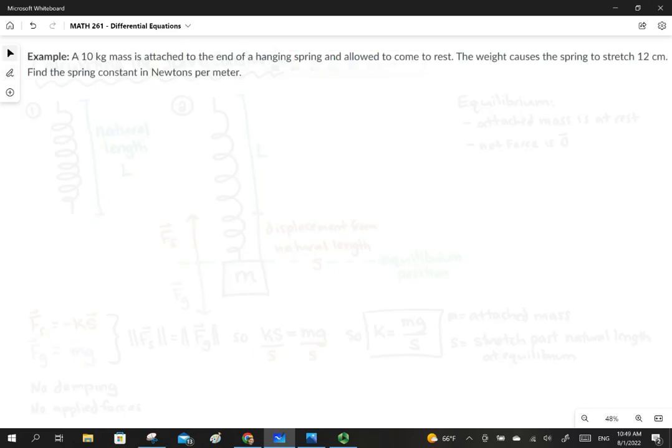Let's do an example. A 10 kilogram mass is attached to the end of a hanging spring and allowed to come to rest. The weight causes the spring to stretch 12 centimeters. Find the spring constant in newtons per meter. This is as simple as plugging values into the formula. The units are all in metric, so we'll use g equals 9.8 meters per second squared. Just remember that when we use US units like pounds, we're going to handle things slightly differently. And since we are asked for newtons per meter, we have to change the centimeters into meters.